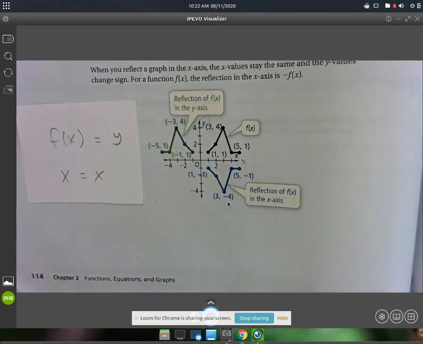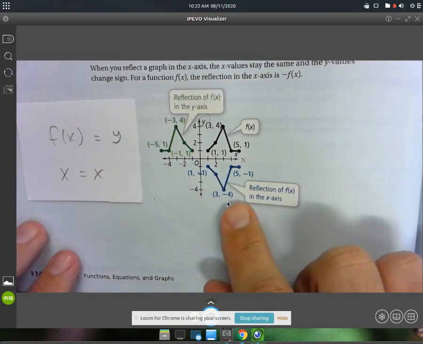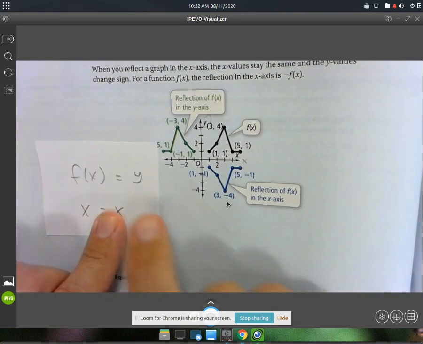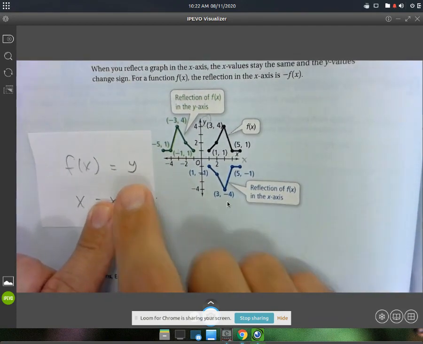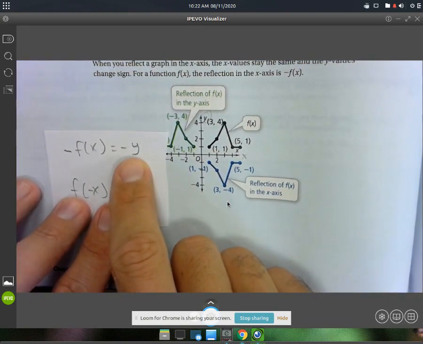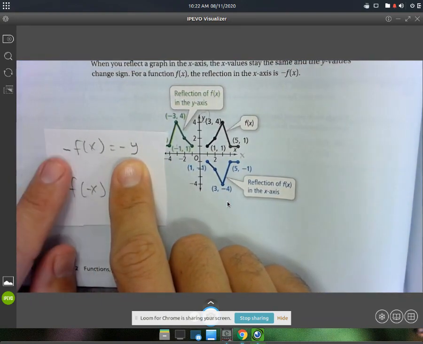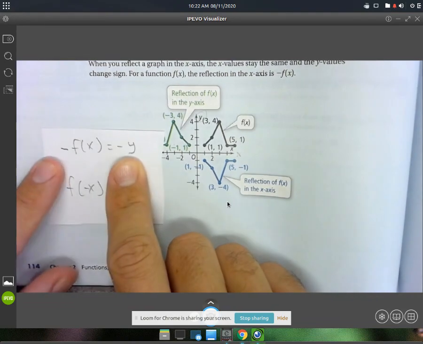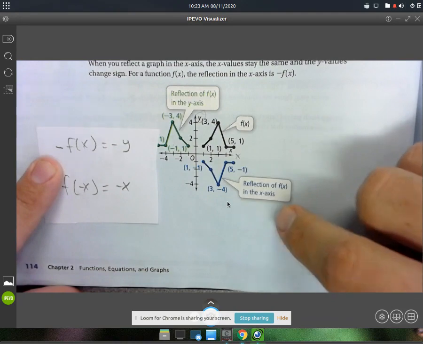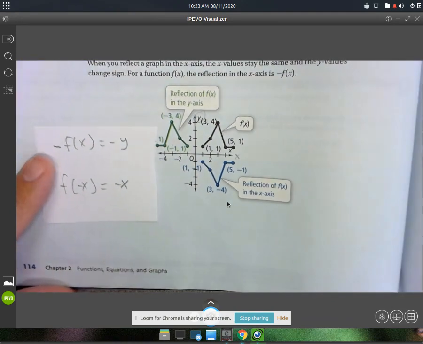And that's what happens when you just change the y value: something gets reflected across the x-axis. So I'm taking this y value and I'm just changing it. If I add a negative to the y value, it's like adding a negative to the f of x. And that's why you get a resulting flip across the x-axis.